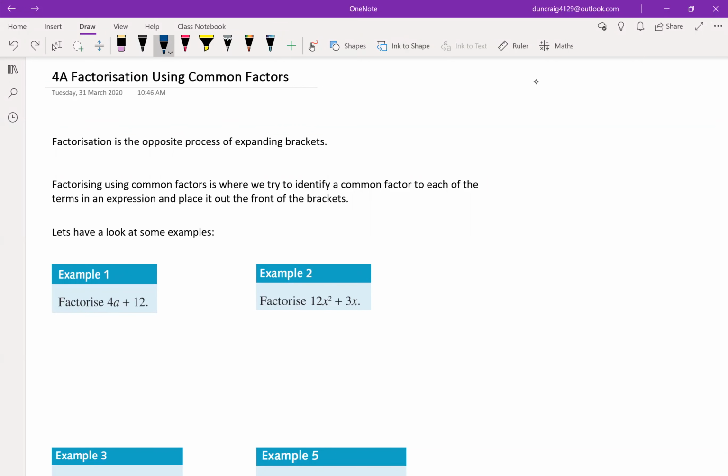All right, so this is the first video I'm creating for you guys. I'm going to focus on Chapter 4 first of all, then move on to Chapter 5. So the first topic I'm looking at here is factorizing using common factors.